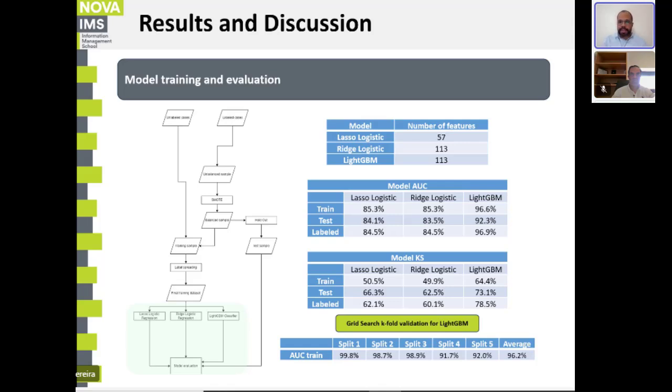But one thing to point out here is that there is a huge difference between train and test. So this brings up the question: is there any overfitting in the model? Probably there is some because of this huge difference. But comparing the different techniques, I would say LightGBM outperforms, because when we see the k-fold validation across the grid search, the train AUC was always over 90% with an average of 96%. So one point is that there is some overfitting. We could refine that, but LightGBM would still outperform these traditional techniques overall.